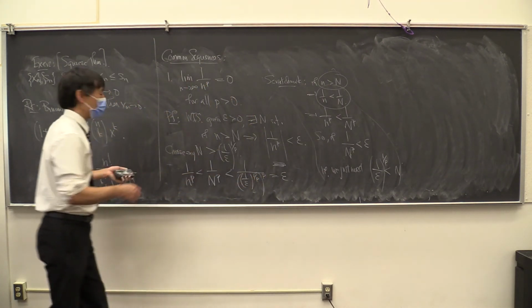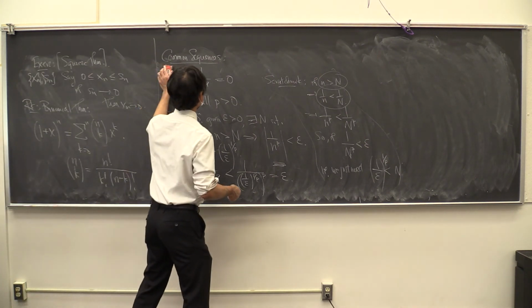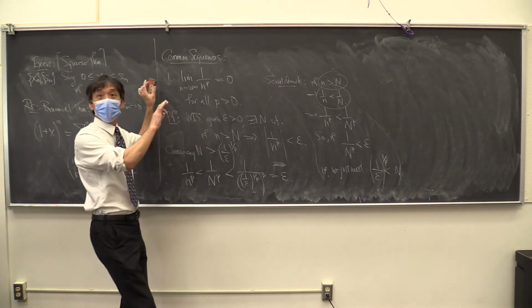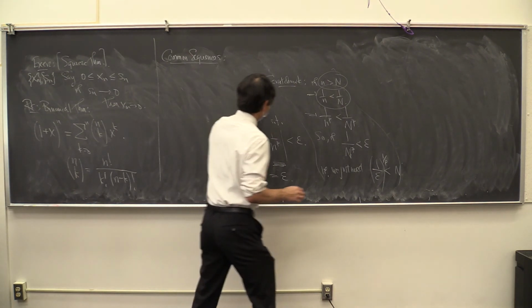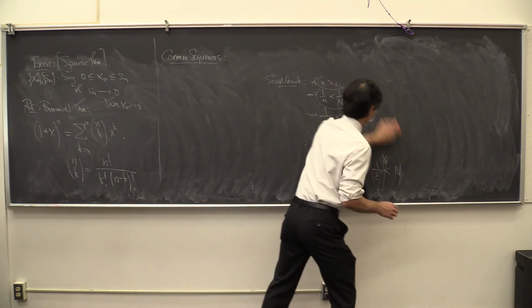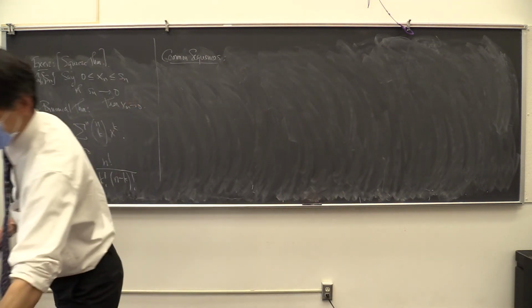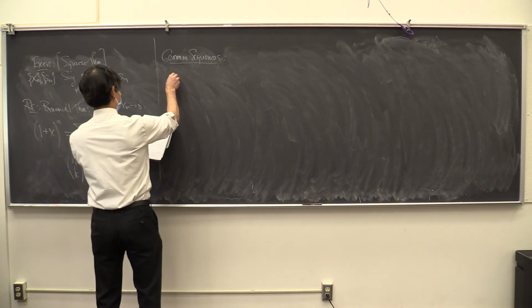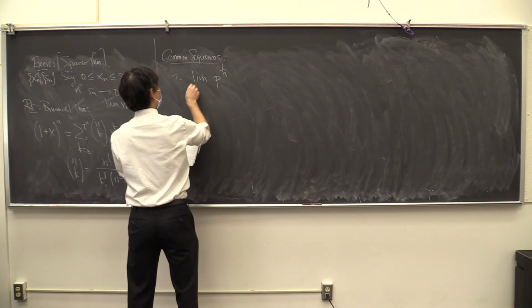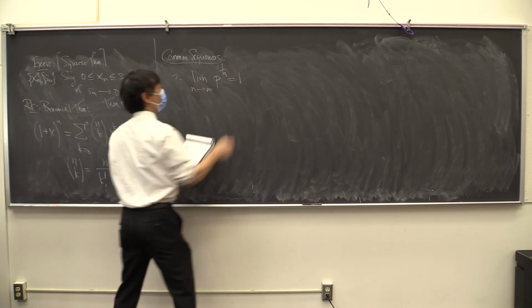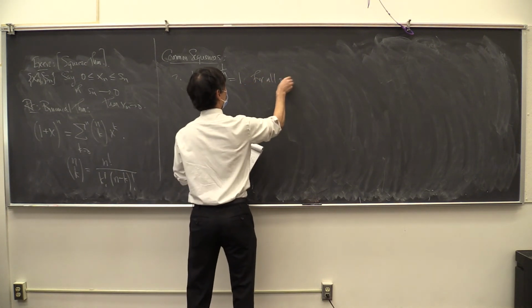Okay. Let me show you increasingly complicated versions of this. So I'm going to erase this. Okay. So the second one is: the limit of p to the 1 over n as n goes to infinity is 1, for all p bigger than 0.